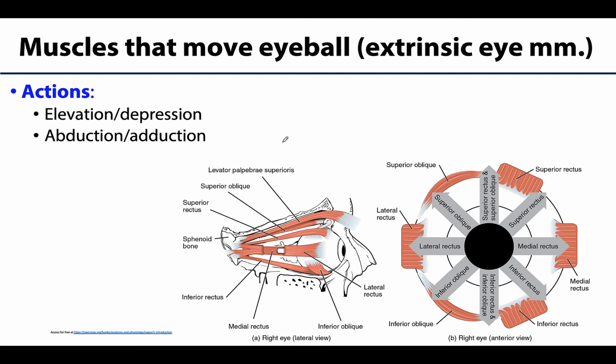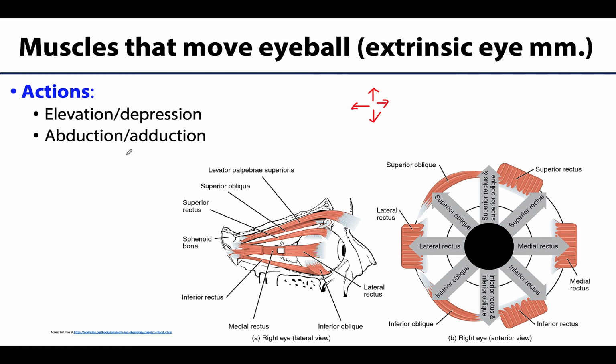And we're not going to get into the specific actions for each specific muscle, but overall, the 2 main sets of movements that can occur at the eyeball are elevation and depression. So the eye looking up for elevation, or the eye looking down, so you can see up and down here. Or abduction and adduction, so the eyeball moving laterally or medially.